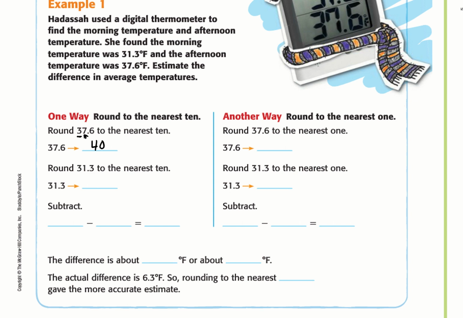Now it says round 31 and 3/10 to the nearest 10. Same thing, I go to my 10 spot, look at my number next to it, it's a 4 and below. So that means my 3 is going to stay the same. So everything behind that 10 spot is going to become 0. So now I subtract 40 minus 30 equals 10. The reason why I'm subtracting is because if you look back at the example, difference means to subtract.